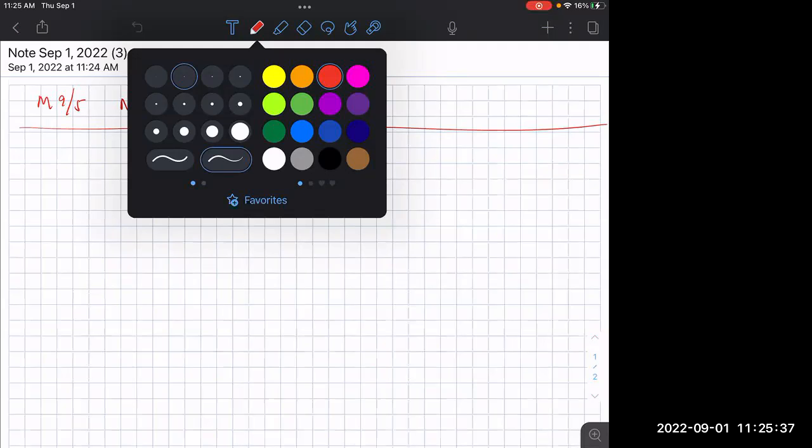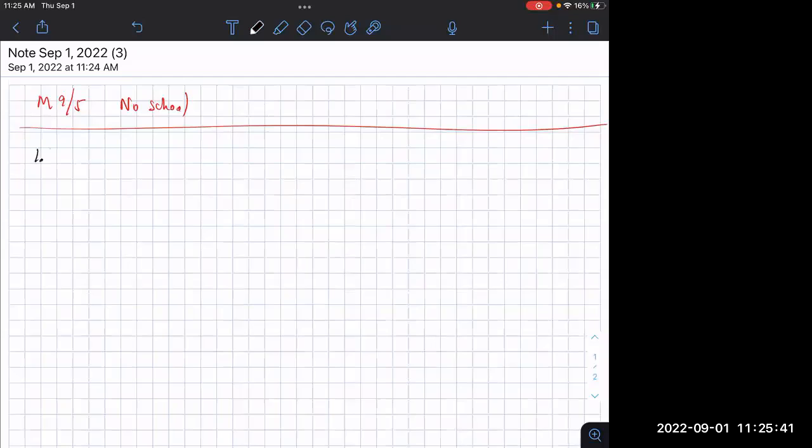So for 1.1, let's see, for 1.1 you're going to need the formula for the area of a triangle, which is 1/2 base times height. If the triangle is a right triangle, then the base could be a leg and the height will be the other leg, okay?